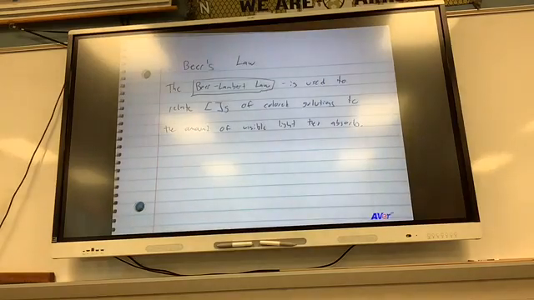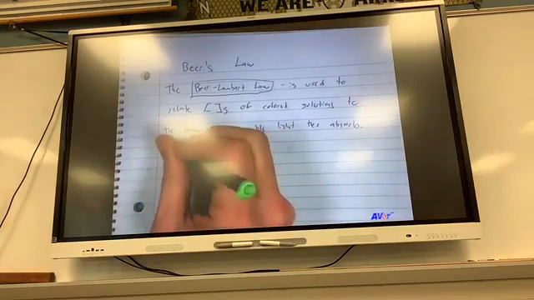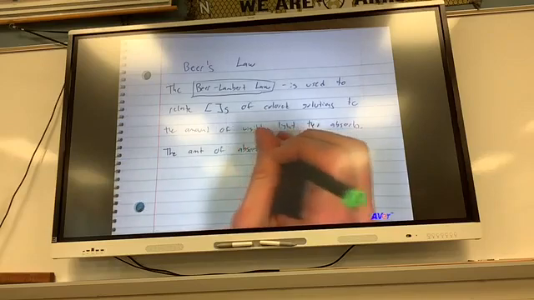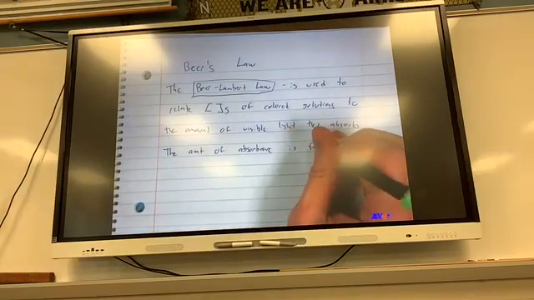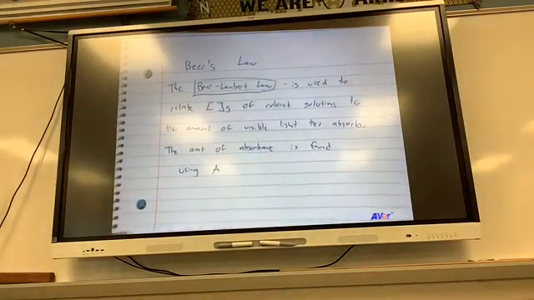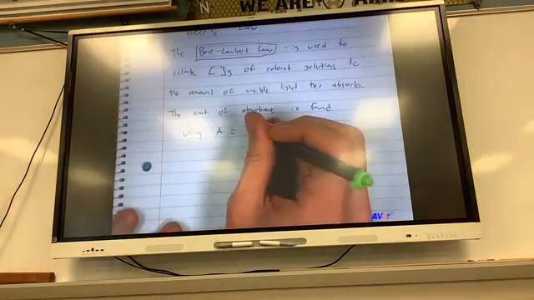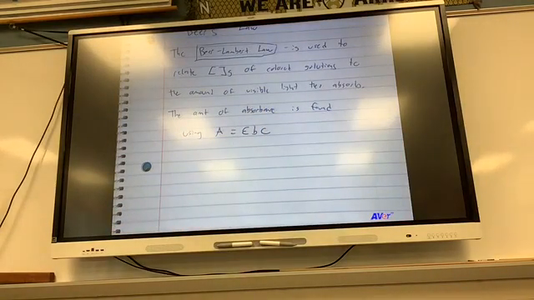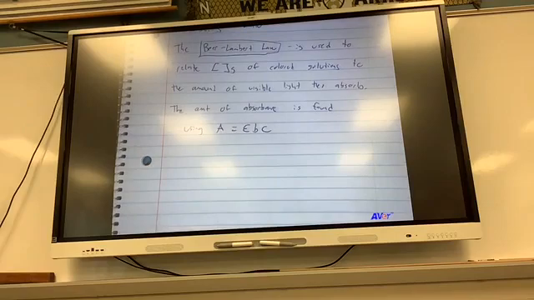So, in lab tomorrow, we're going to be using a colorimeter. And I have a colorimeter. And we're going to be seeing how much light solutions absorb. So the amount of absorbance is found using the following equation. So the equation is A, absorbance, is equal to epsilon times b times c. That's not a regular E, that's a fancy squiggly E.